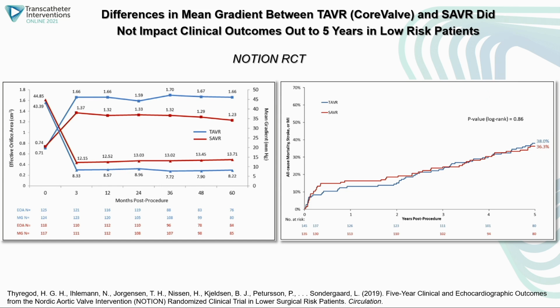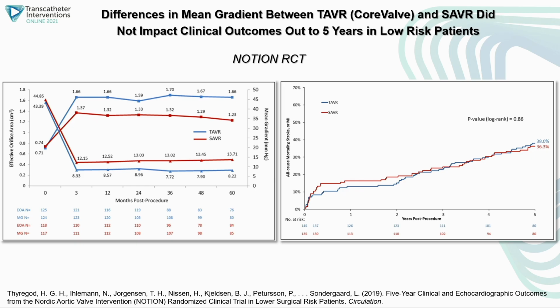The first is the NOTION randomized controlled trial. This was a study looking at TAVA versus SAVA. You can see here that the surgical mean gradient was a little higher, right out to 60 months, yet the survival was no different in the 2 groups.